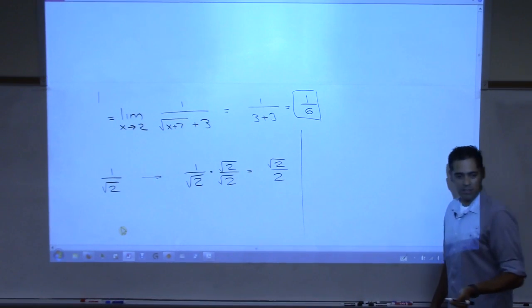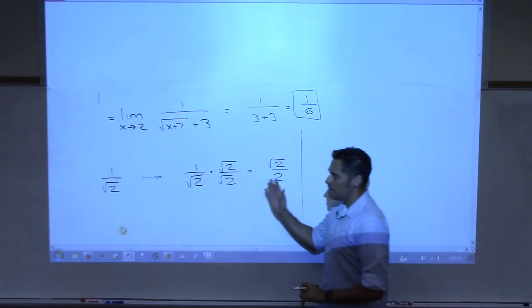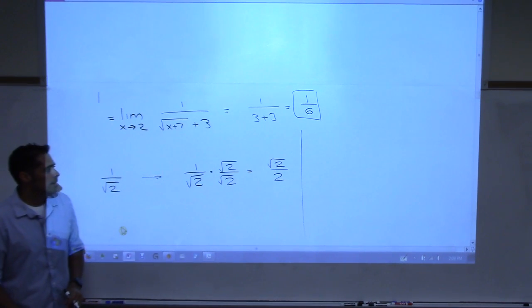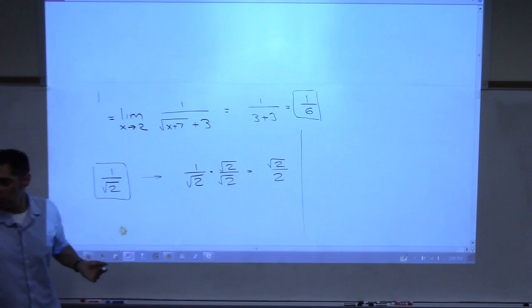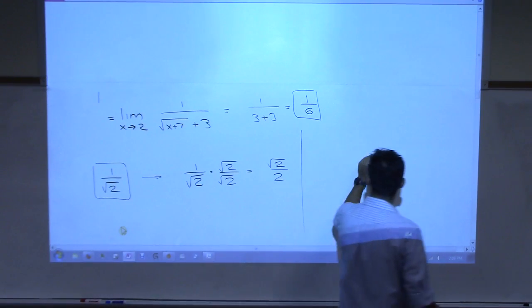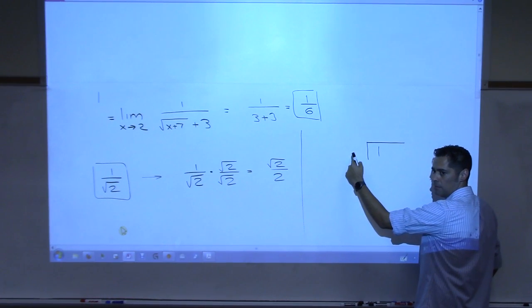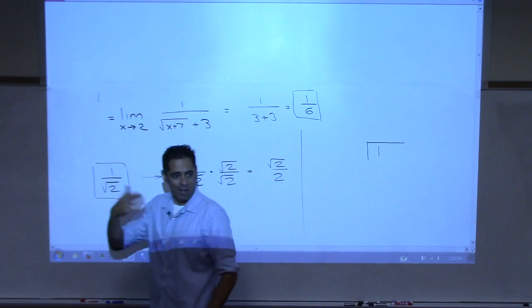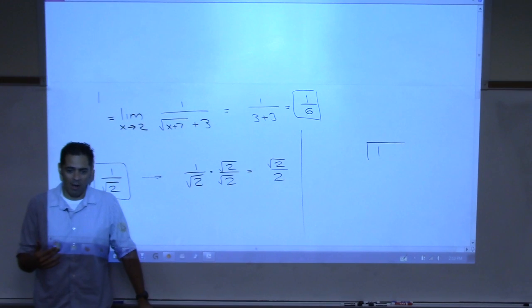Back before calculators, these things had to be computed by hand. And so imagine that you had to compute this by hand. You would go back to your old school division, and you would do 1 in the division box, and outside you would have root 2, right? Now, there were certain roots that came up a lot. Root 2 is one of them. So people would have those memorized.